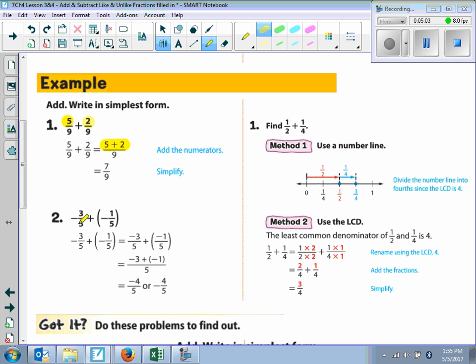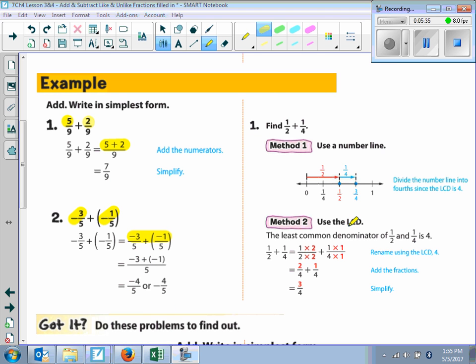For example 2, does everybody see the negative in front? That is -3, and this one over here is -1. So this is -3/5 plus -1/5. The numerators are -3 and -1. Is everybody clear with that? So that's what you're going to add. -3 plus -1, same sign, you add like normal, and it stays negative. So we're going to end up with -4/5.